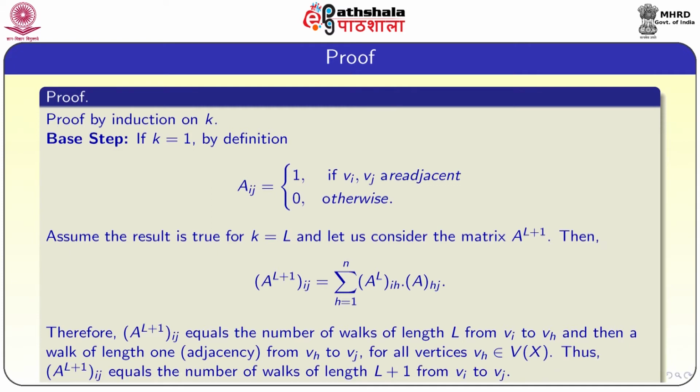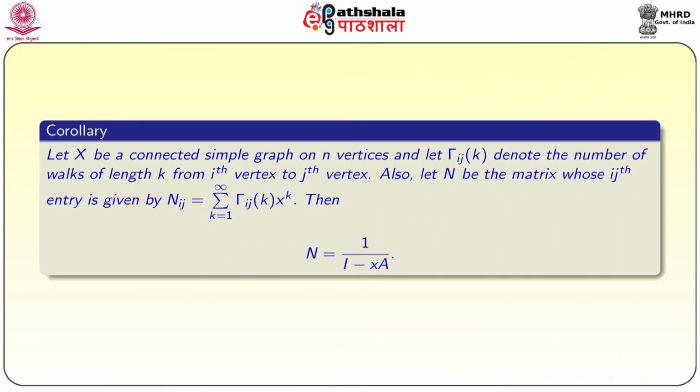Thus, the ijth entry of A power L plus 1 equals the number of walks of length L plus 1 from Vi to Vj. As a corollary to this result, it is easy to see the following. So, we are omitting the proof.